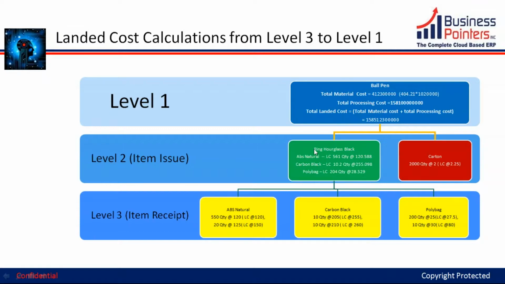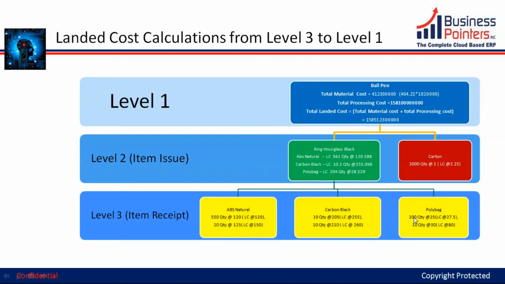For making this ring hourglass bag semi-finished product, we need 10.2 quantity of carbon black, but we are doing an item receipt of 20 quantity at two different prices. So the system automatically calculates and gives us the landed cost that we are paying for the carbon black, an average for 10.2, which is 255.098.